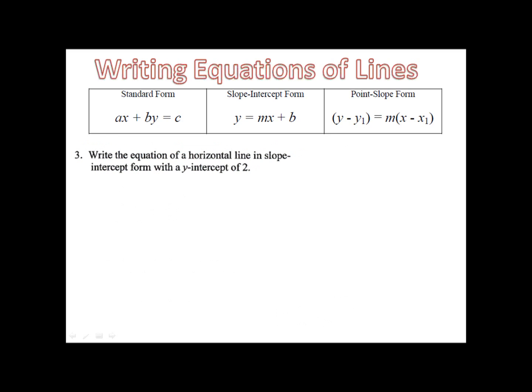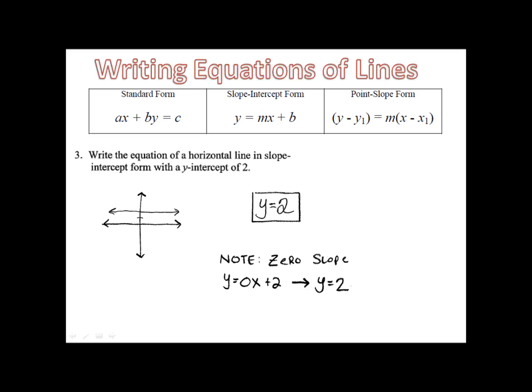Example 3, they ask you to write the equation of a horizontal line in slope-intercept form with a y-intercept of 2. I recommend constructing a little graph here, and that'll serve as your guide. Notice it's a horizontal line that passes through the y-axis at 2, so the equation is y equals 2. Very often, a little sketch will get you a long way. Please note that this is really the equation y equals 0x plus 2. Slope is 0, which is a horizontal line, while 0x plus 2 is really just 2. So y equals 2 is our equation.